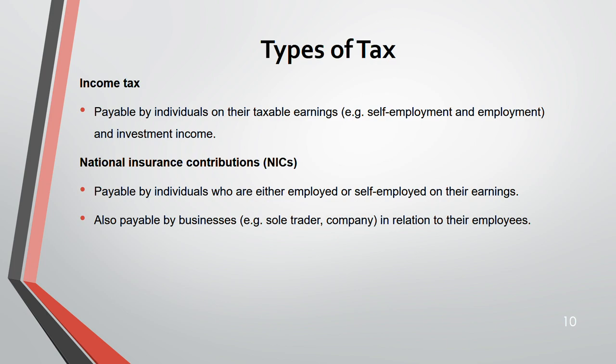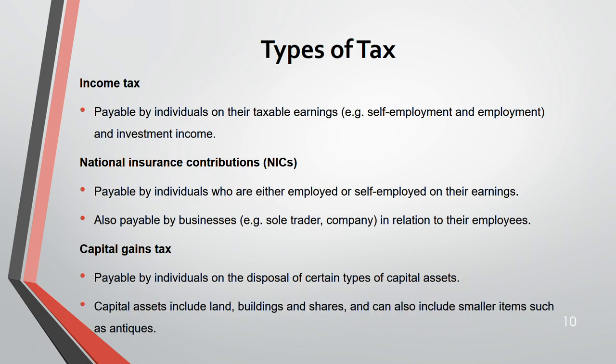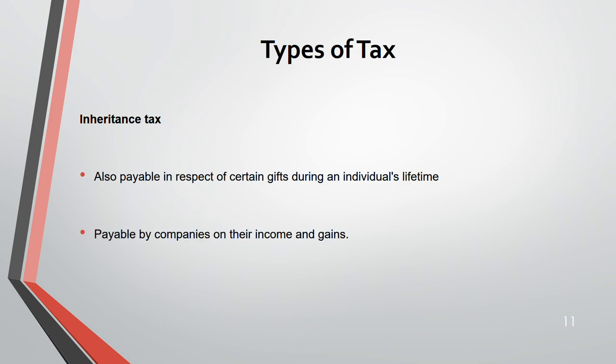Okay, and also it is payable by businesses, for example, sole trader or company, in relation to their employees. CGT, capital gains tax, it is paid on certain types of capital assets when you dispose. For example, land, building, shares, even shares are there, okay? And any smaller items, antiques, because they are capital assets, okay? Inheritance tax. If you are receiving any gifts during an individual's lifetime, you have to pay an inheritance tax on that gift. It could be payable by companies also on their income and gains.